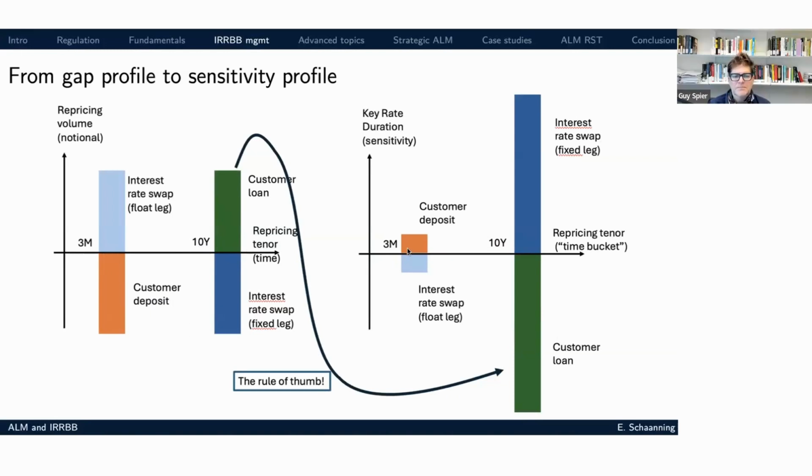And then we will have to pay more for the next 9 years and 9 months. So the difference between the orange bar gain here and the green bar loss is precisely this 9 years and 9 months where we would have to pay more on the customer deposit because it's repriced, in comparison to the customer loan, which hasn't repriced yet. So with the same notional, if notionals are constant, the sensitivity will simply increase linearly with time.